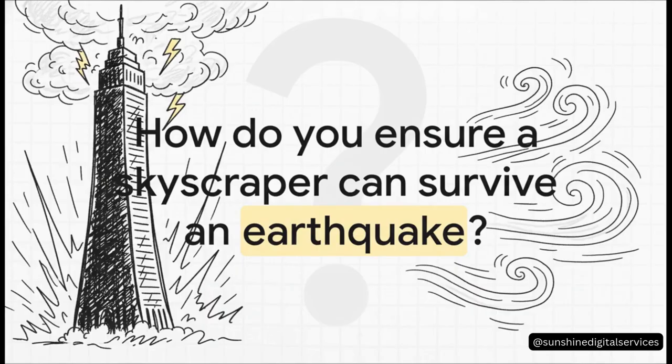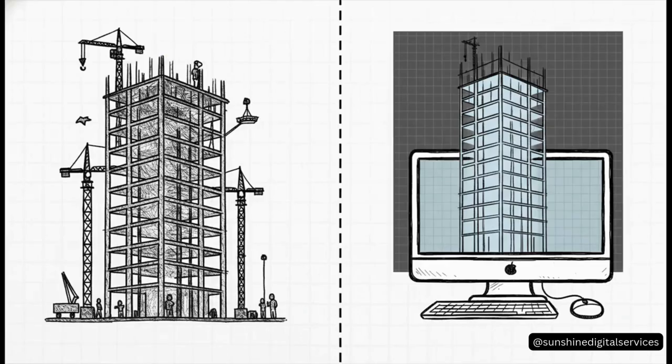You've got this plan for a tower that's going to scrape the clouds, but you also need to make sure it can handle the most powerful forces nature can throw at it. And you can't exactly build a test version to see what happens. So how do you know it's going to be safe? Well, here's the crazy answer. You build it twice. But the first time, you don't use a single piece of steel, not one drop of concrete. The first time, you build it entirely inside a computer.